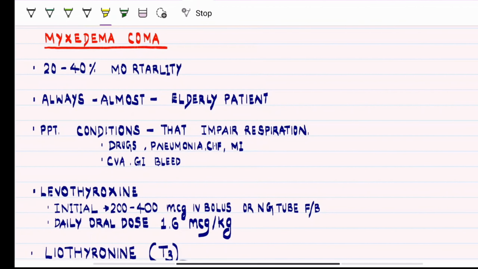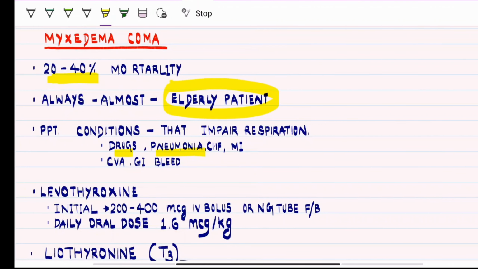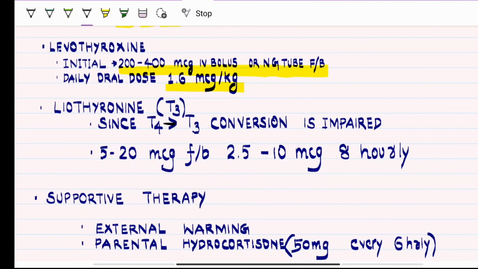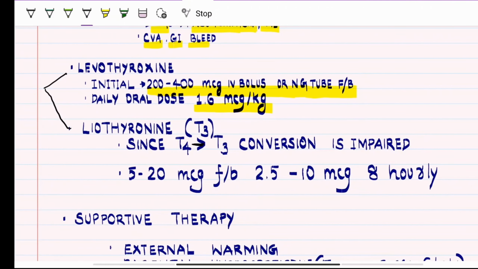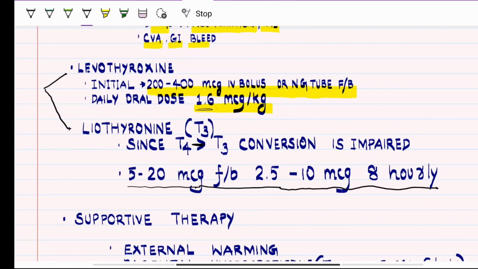In myxedema coma, there is a 20 to 40% mortality. It mostly occurs in elderly patients. The precipitating conditions are those that impair respiration, like drugs, pneumonia, congestive heart failure, MI, CVA, GI bleeds, etc. We should understand here that both T4 and T3 are used. We start levothyroxine with a 200 to 400 microgram IV bolus, followed by a daily dose of 1.6 microgram per kg. Then T3 we use 5 to 20 microgram, followed by 2.5 to 10 microgram TDS. Why use T3? Because in myxedema coma, the conversion of T4 to T3 is less, so T3 formation is less. That's why we are using T3.